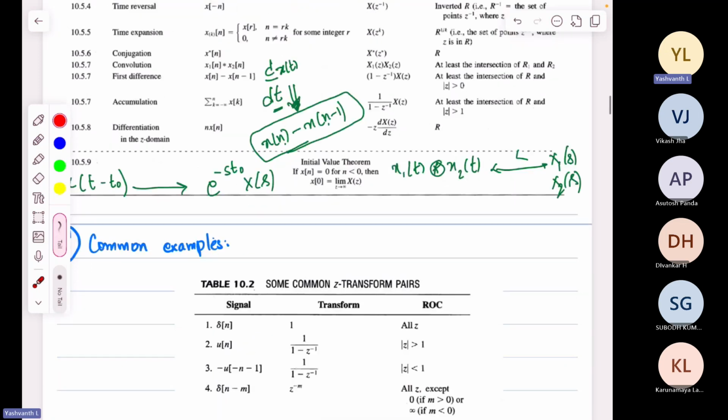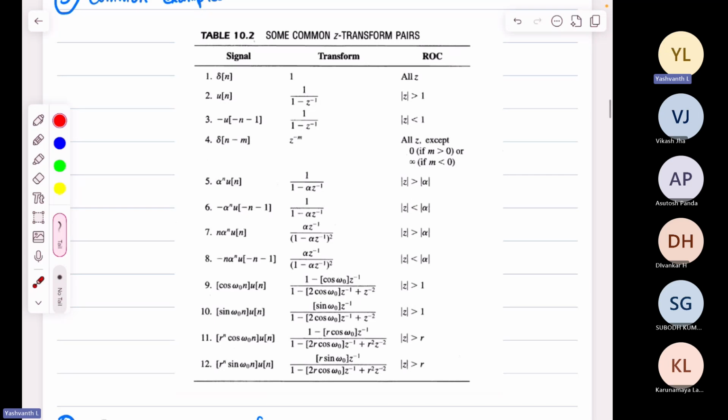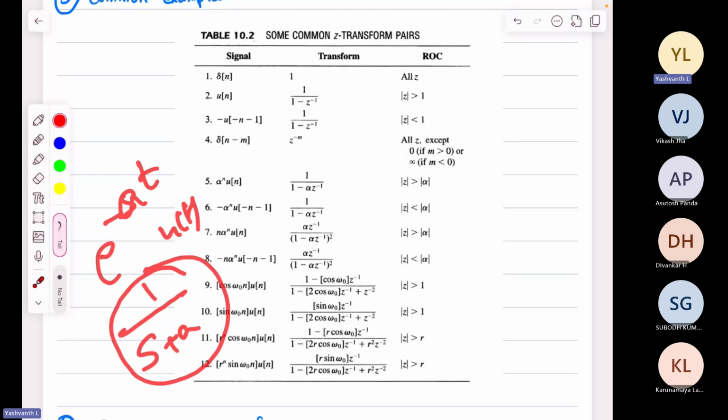Okay, let's move on then. Now some examples. Like how we saw that e power minus at into u of t had something like 1 by s plus a, or s minus a, whatever. We had something like this as a Laplace transform.